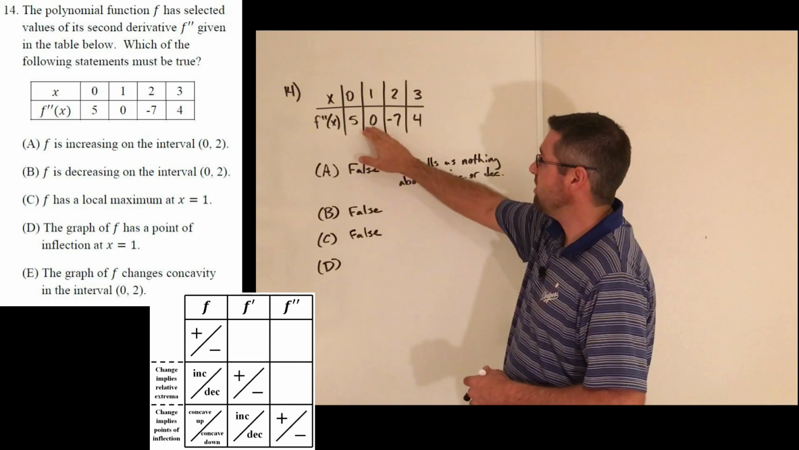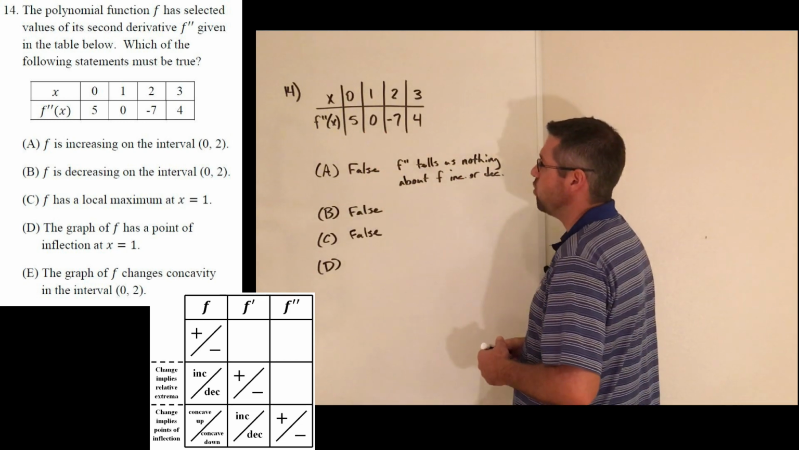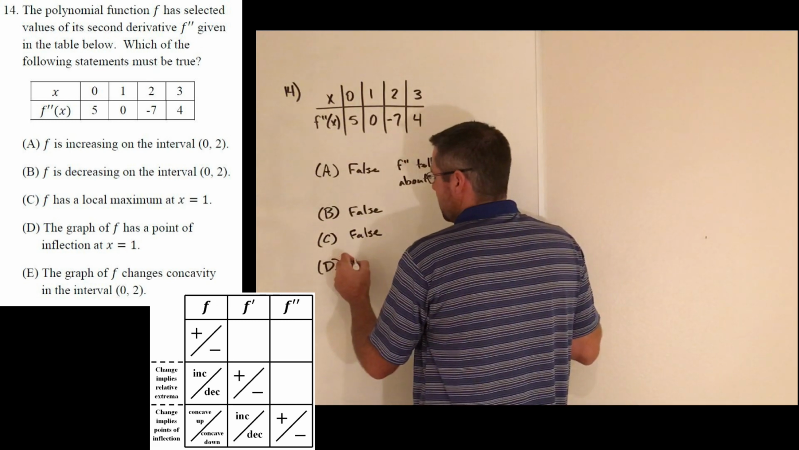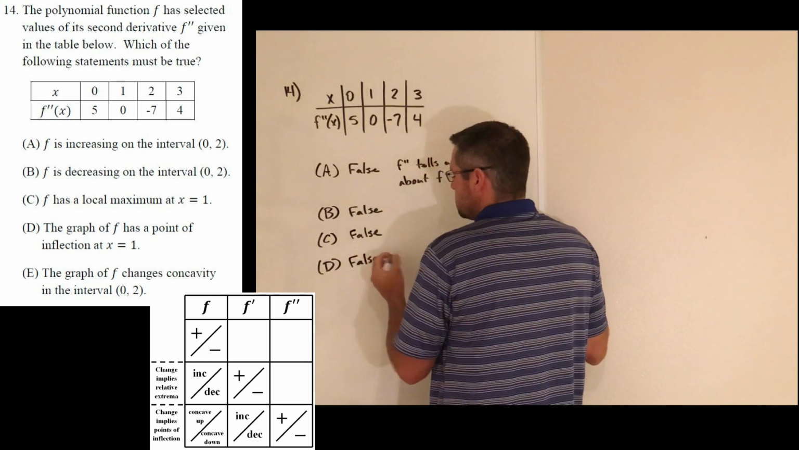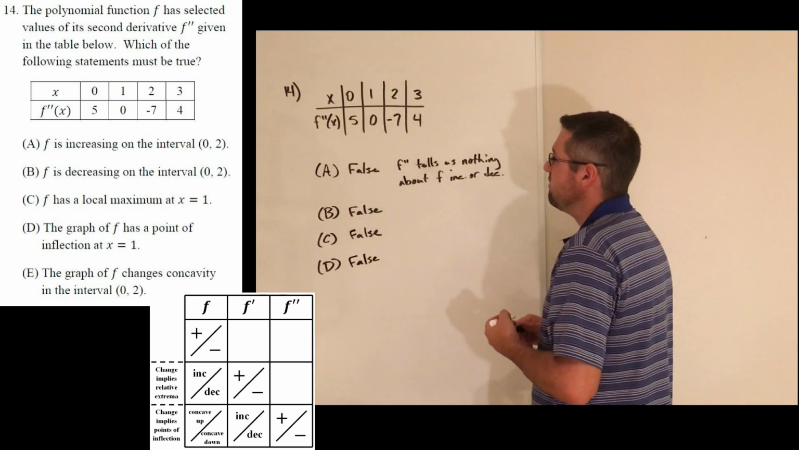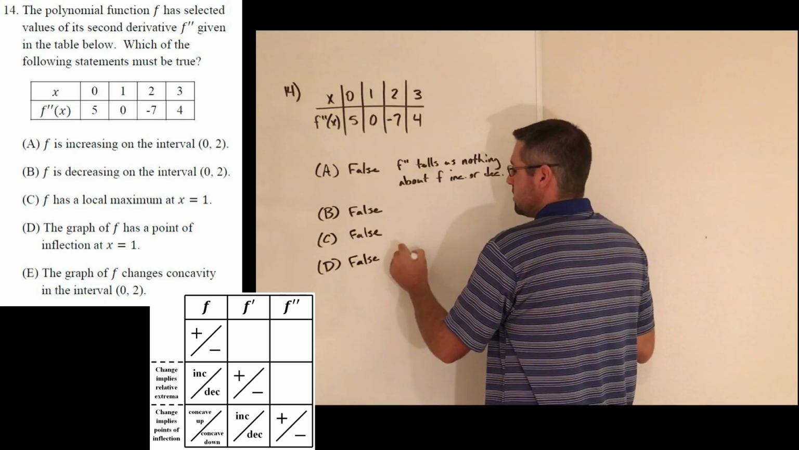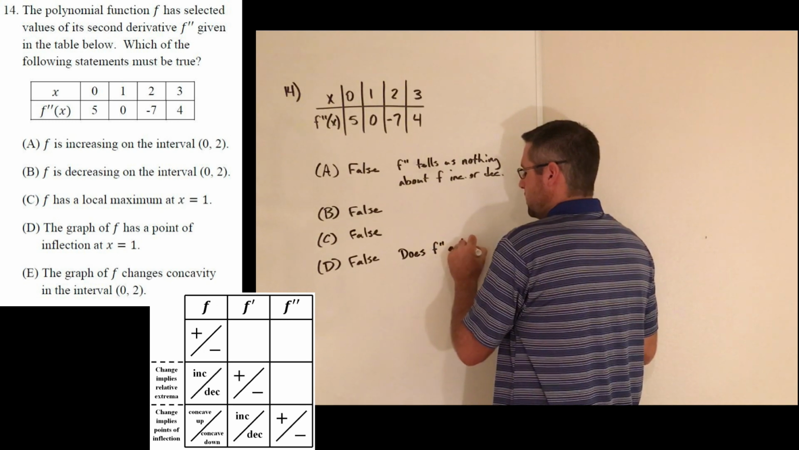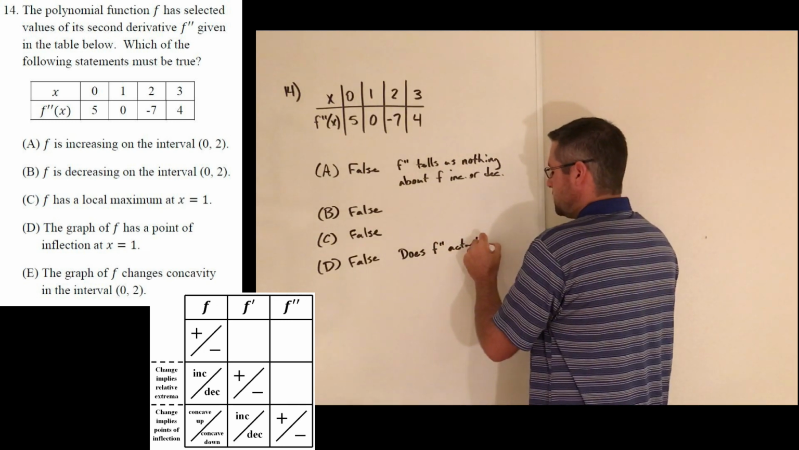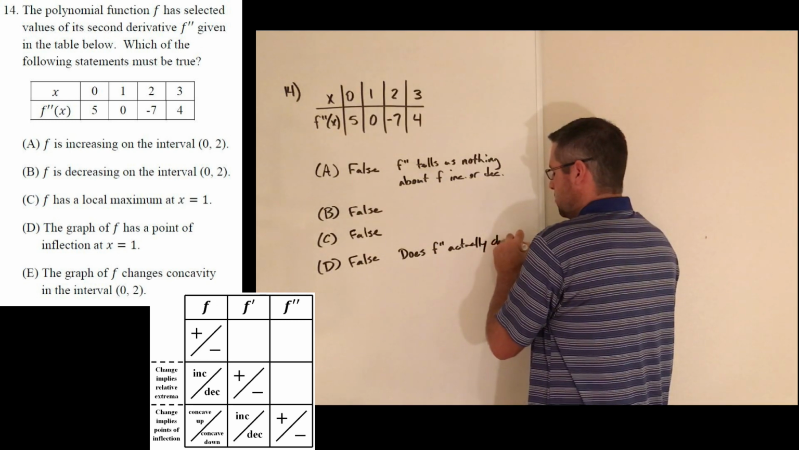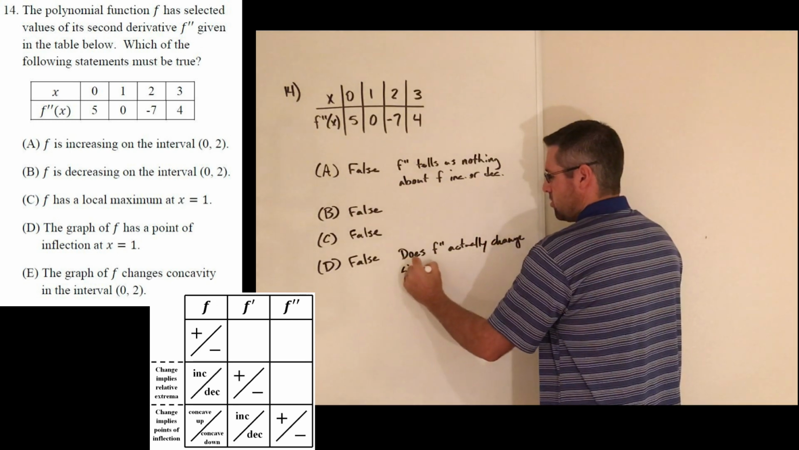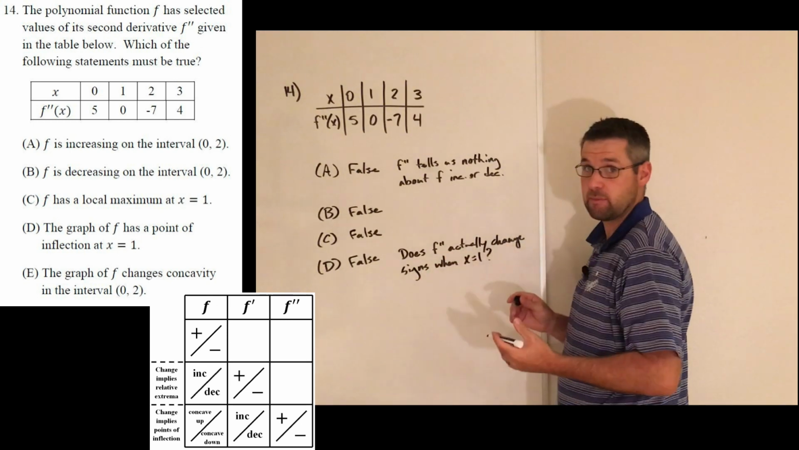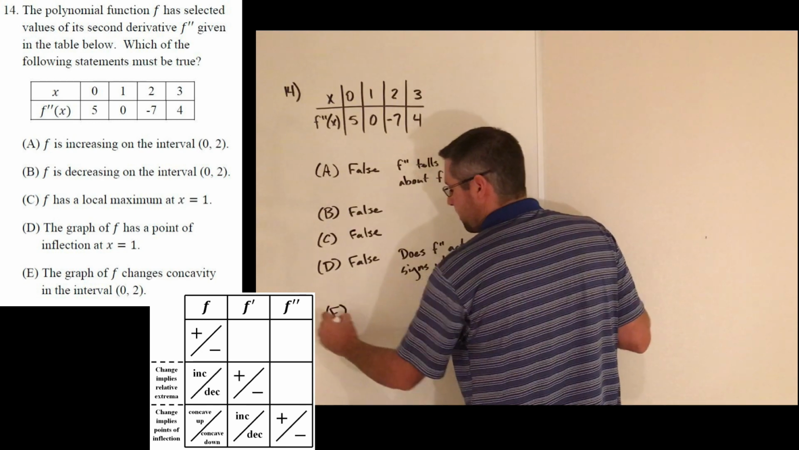So we can't say definitively that it did change signs at x equals 1. It appears that it does, but we can't guarantee that. So we would say that D is false because we don't know if f double prime actually changed signs. We'll ask this question, does f double prime actually change signs when x equals 1? And we don't know that, so we can't conclude that there's a point of inflection there.